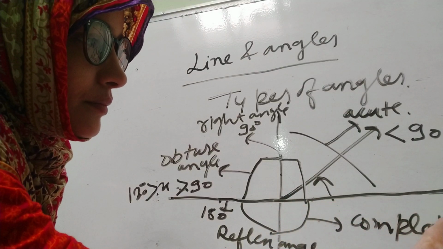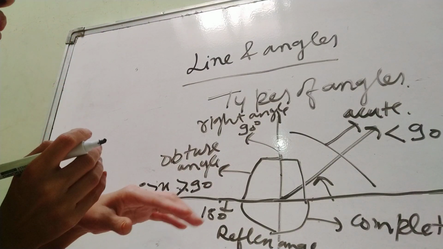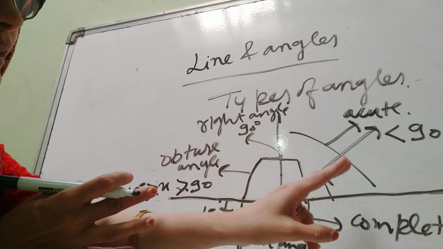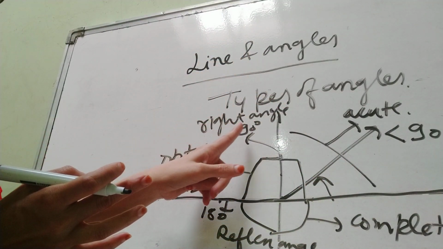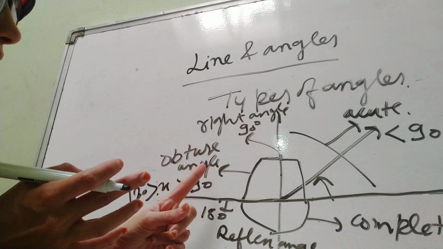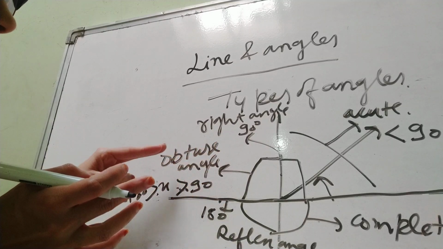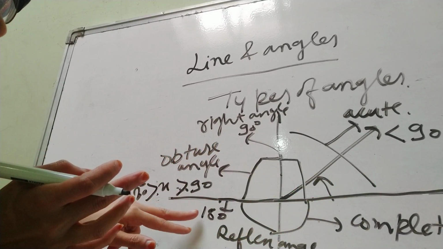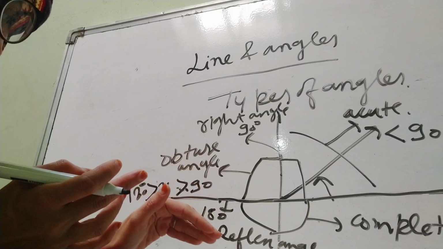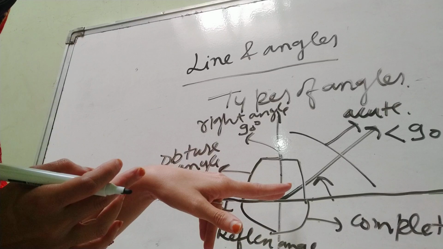Okay, so if the angle is less than 90, it lies in the first quadrant, it is known as an acute angle, and at 90 it becomes a right angle. After 90, after this line, if you come into the second quadrant, you will get an obtuse angle. At this you get a straight line or 180-degree angle. After 180 you get a reflex angle, and at 360 you will get a complete angle.